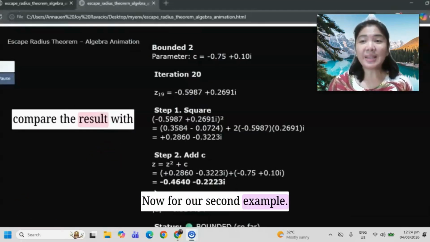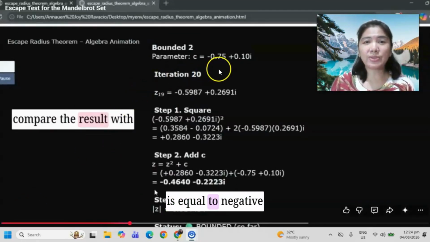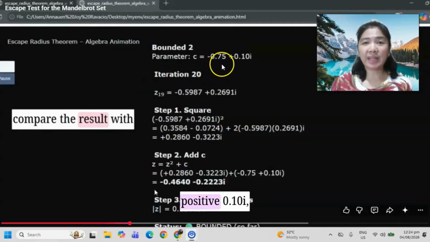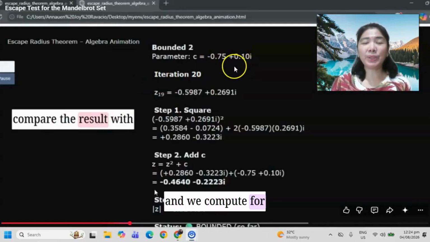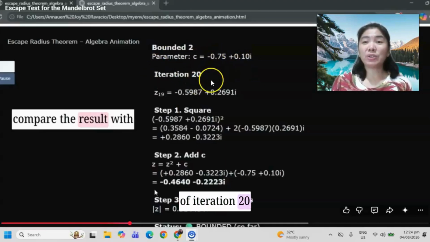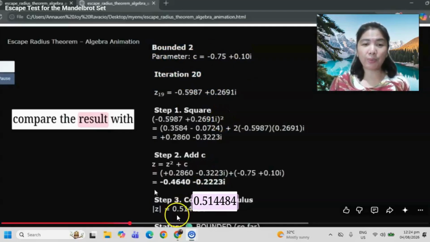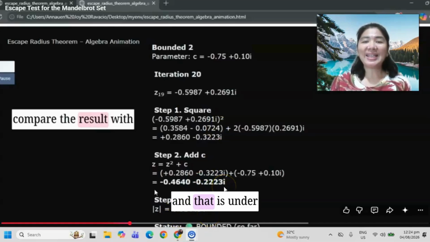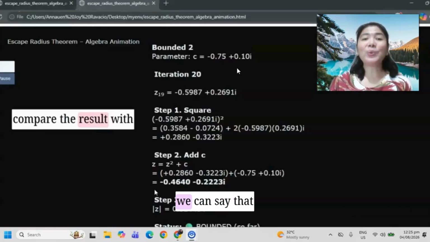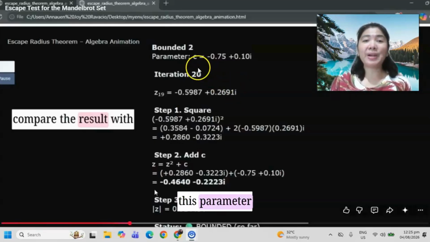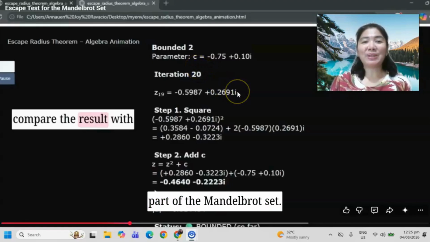Now for our second example, we set c is equal to negative 0.75, plus 0.10i, and we compute for the modulus of iteration 20. So that is the modulus of z sub 20 is equal to 0.514484, and that is under the threshold of 2. And since the orbit of this parameter remains bounded and never diverges to infinity, then we can say that this parameter as a pixel is part of the Mandelbrot set.